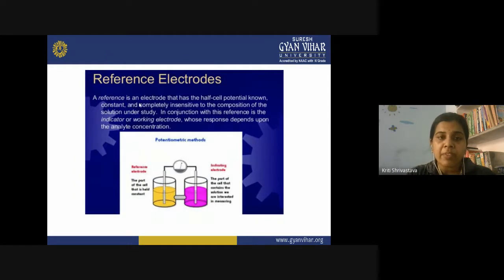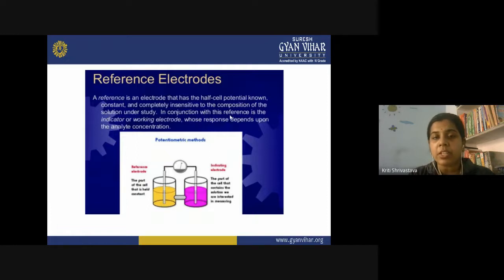So a reference electrode has a half cell potential which is known to us. It maintains that potential throughout your experiment, even when a small current exists there. That half cell potential on the reference electrode is always known to us. It is constant and completely insensitive to the composition of the solution under study. So whatever your analyte solution, whatever your sample solution, the potential on the reference electrode is not going to change. It will remain constant throughout your experiment.